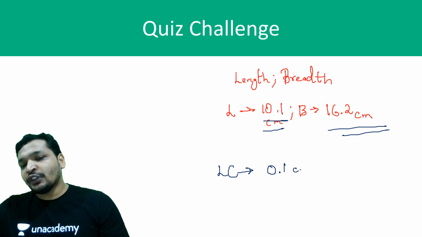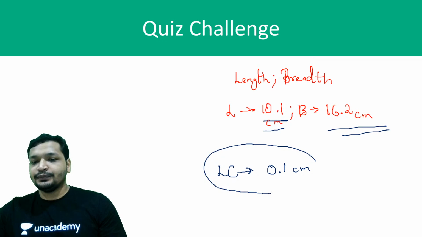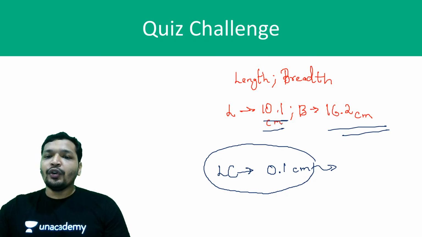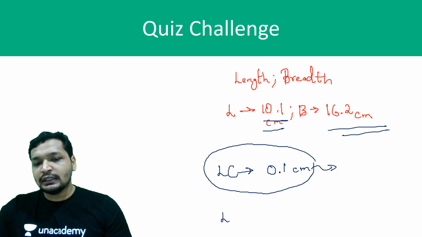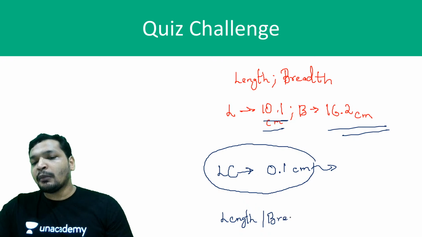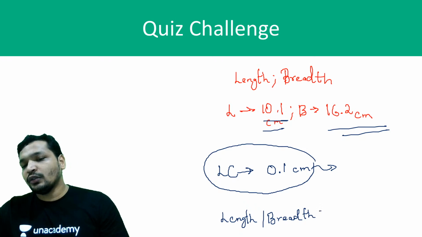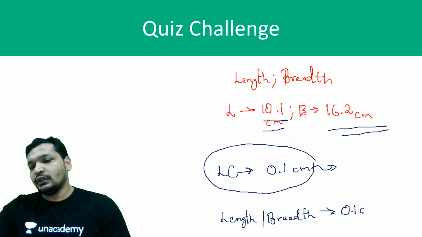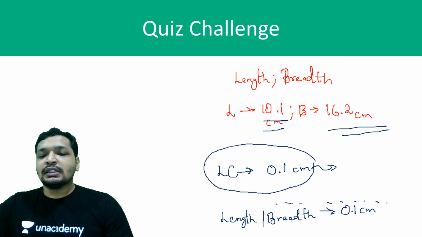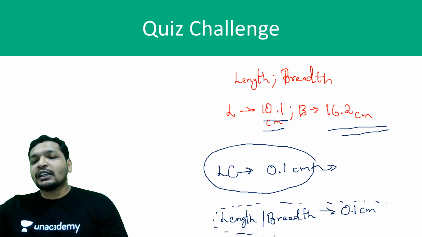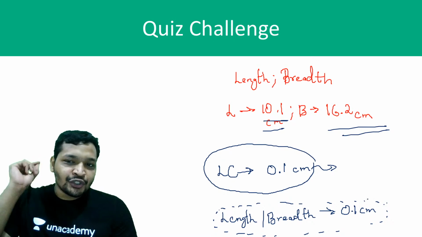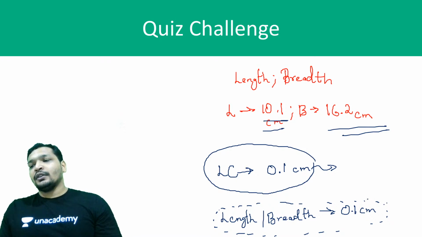The least count of the device should have been 0.1 centimeters. So your error in both length and breadth can be a maximum of 0.1 centimeters. And one more thing, students, how many significant figures will you have in area? Actually infinite.